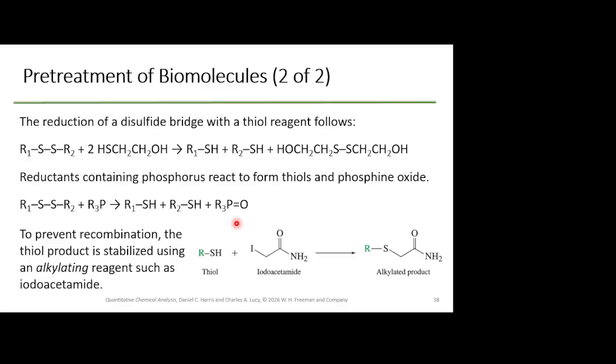And so the thiol product is usually going to be stabilized by alkylating it. We put some sort of alkane group on there so that it can't recombine. And so iodoacetamide works very well. This is just an SN2 reaction, if you remember that from organic chemistry, where this is going to attack and this is going to be a leaving group.